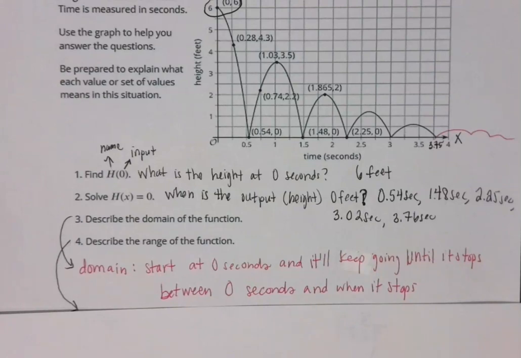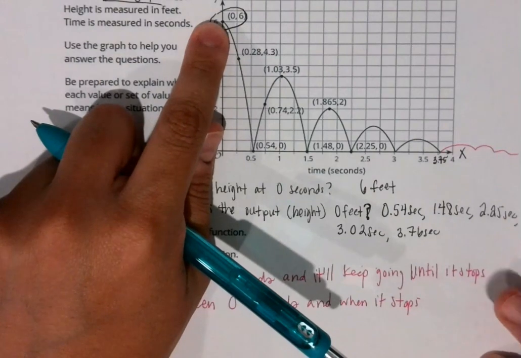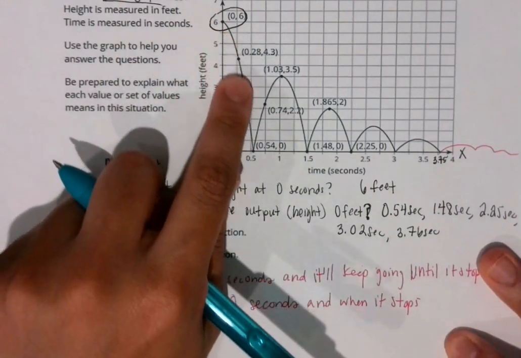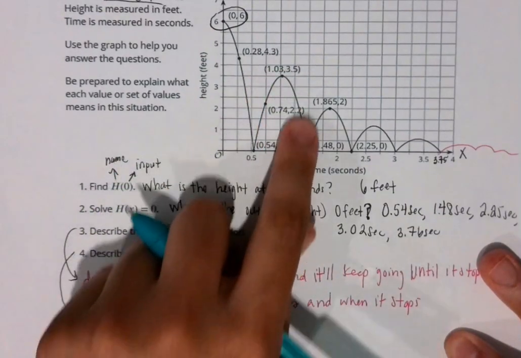Number 4 is asking us to describe the range of the function. Now this is very similar to the domain, where the domain was the set of all x values or all inputs, or the time it took for this ball to start and stop. Likewise, the range is the set of all y values, or outputs, or all of the heights that this tennis ball could possibly reach. So we can see here that the tennis ball starts at 6 feet above the ground. It falls until it hits the ground at 0 feet above the ground, and then it bounces up, bounces down, and keeps going.